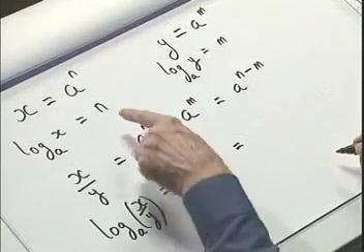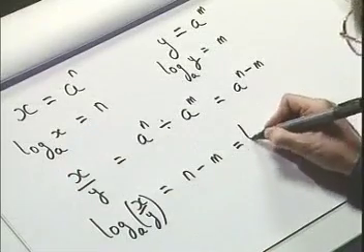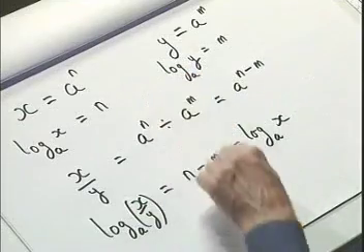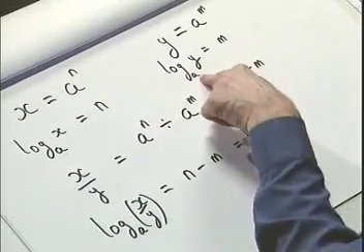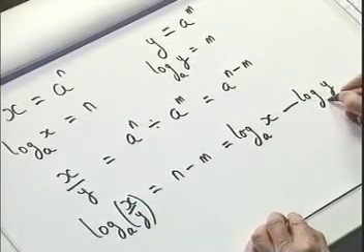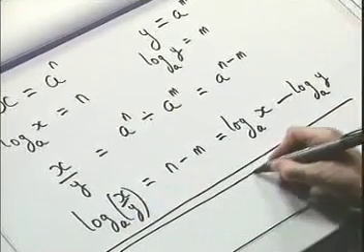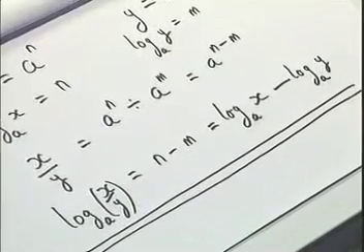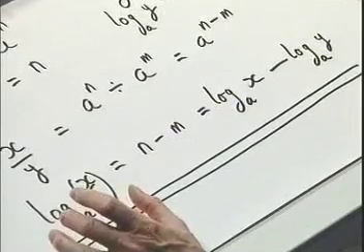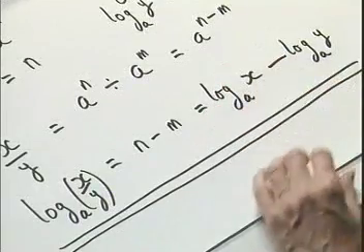And n is this quantity, the log to base a of x. So log to base a of x. And this quantity m is up here, the log of y to base a. And so there is our third law of logarithms, that if we want the log of a quotient, the log of a division sum, then we subtract the logs of the two numbers that we're working with.